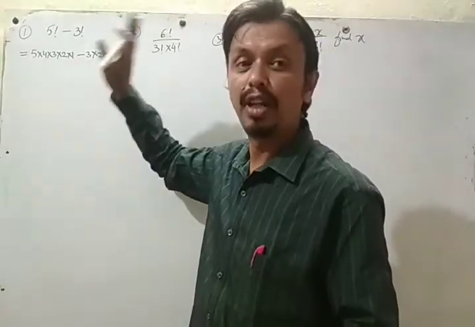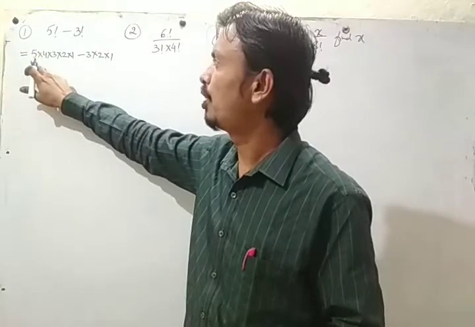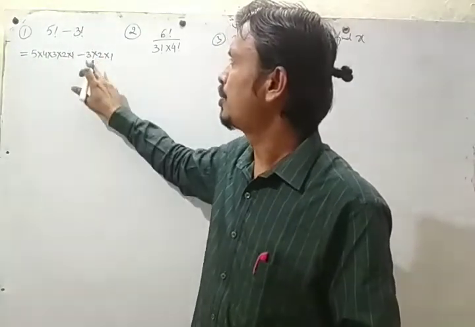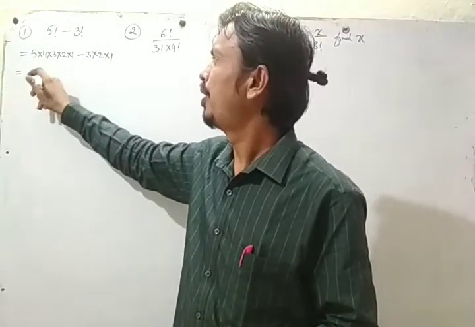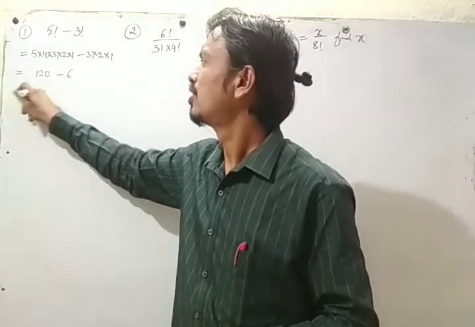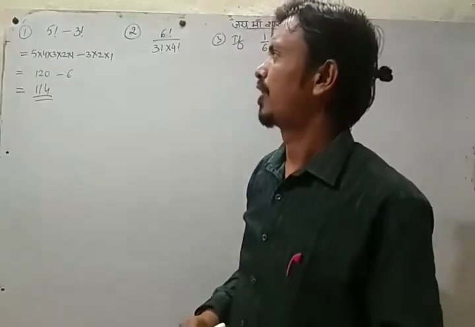Factorial n means the product of the first n natural numbers. So factorial 5 will be the product of 5 natural numbers. Factorial 3 is the product of the first 3 natural numbers. Now we can simplify this. So it will be 120 minus 6. So 120 minus 6, 114 is the value of 5 factorial minus 3 factorial.